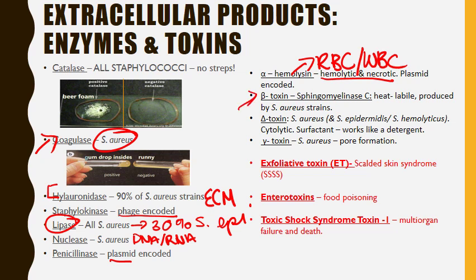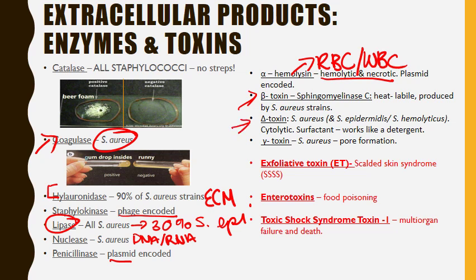Beta toxin, that's a sphingomyelinase C. It's actually a heat labile toxin, and it's produced by Staph aureus strains. And it can be toxic to red blood cells, fibroblasts, white blood cells, macrophages, and it's basically hydrolyzing the membrane phospholipids in susceptible cells.